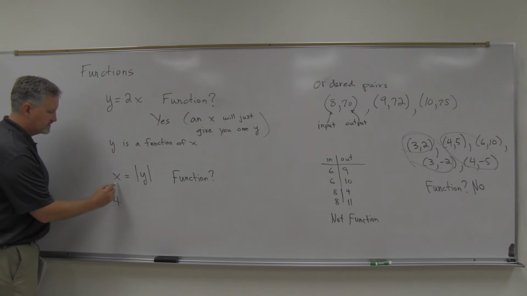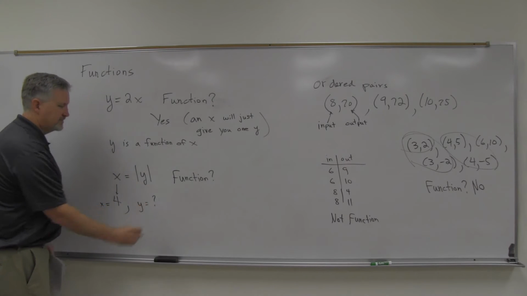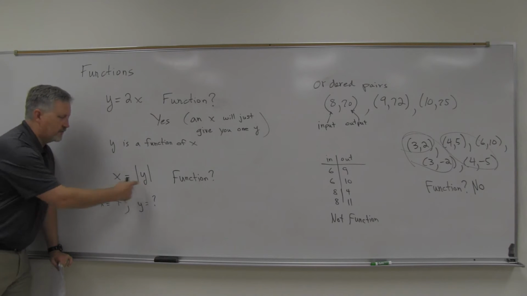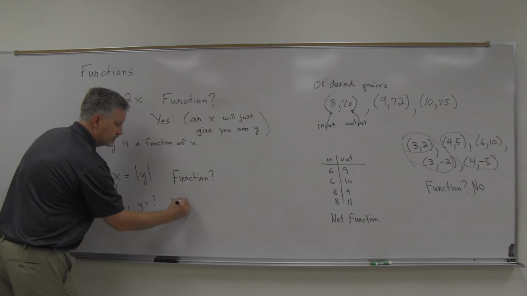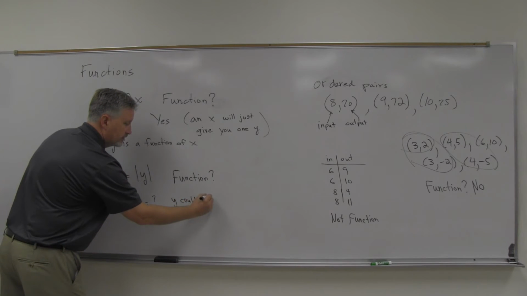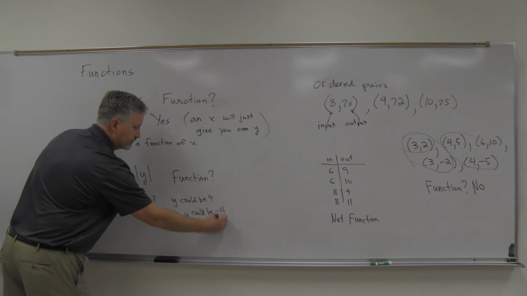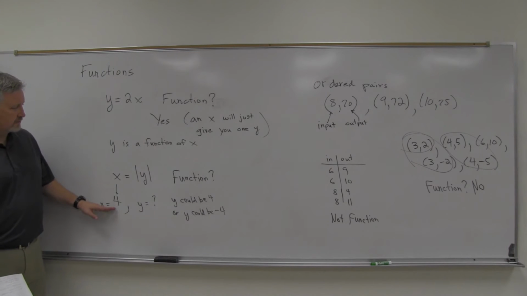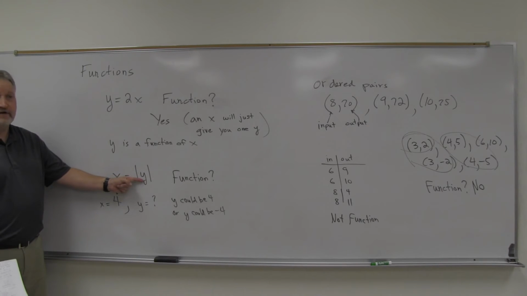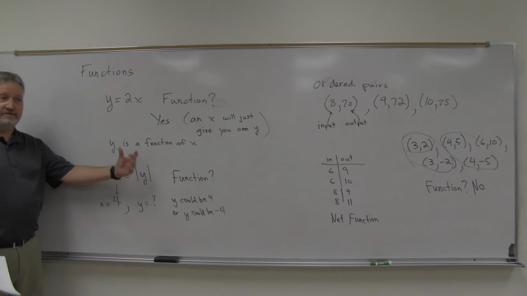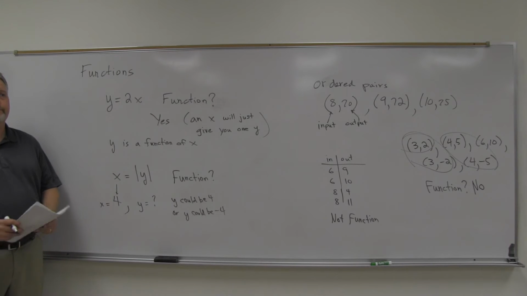So let's say we've got x is 4. What could y potentially be? 4 equals the absolute value of y, so y could be 4, but is there anything else? Y could be negative 4. That's right. If I have x is 4, then I've got a possibility that y could be 4 or y could be negative 4, because you do the absolute value of y, you get 4 in either case.